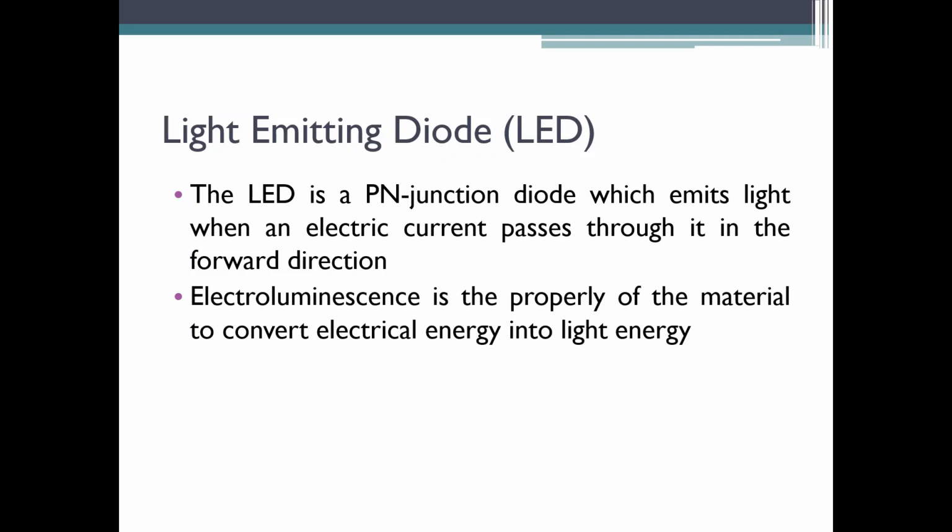So getting back, what is an LED? An LED is a PN junction diode which emits light when electric current passes through it in the forward bias condition. Which means that when I speak about this particular LED, it is also a diode. It is very similar to a diode I have studied previously.